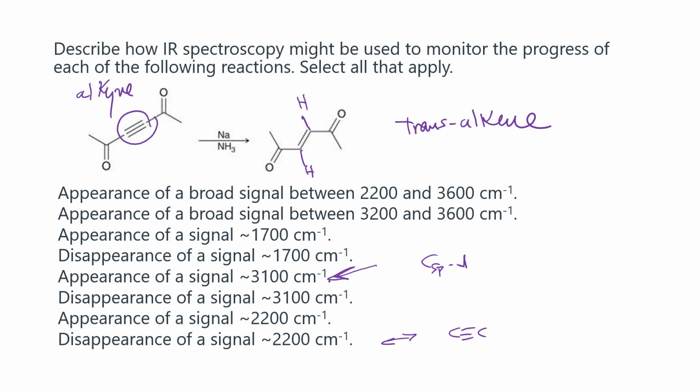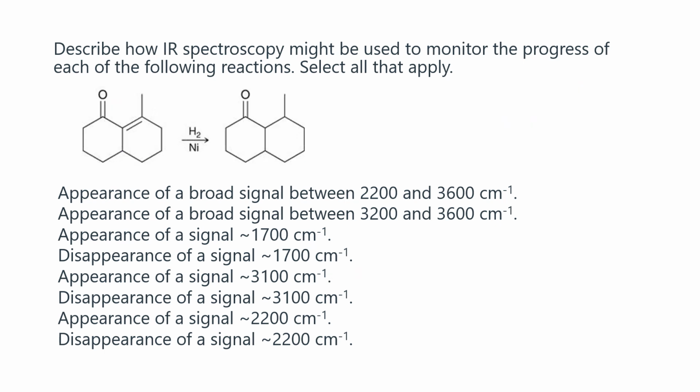So what you really want to see is what you have at the beginning and what you have at the end, not really the mechanism in this type of question. So you're interested in the changes in functional group. From an alkyne you get an alkene. That's what you want to see, and how you can explain that in terms of IR.